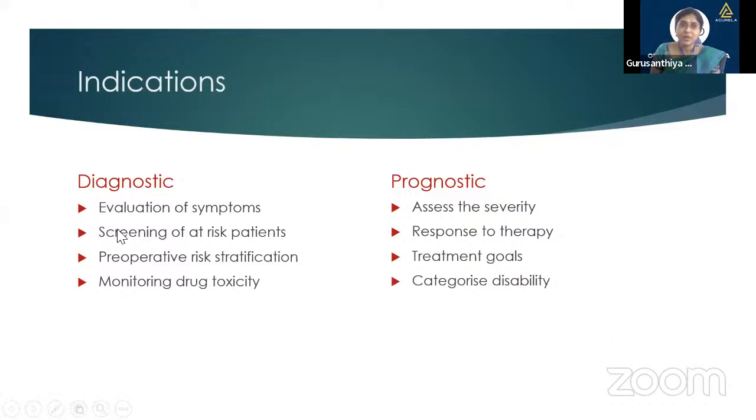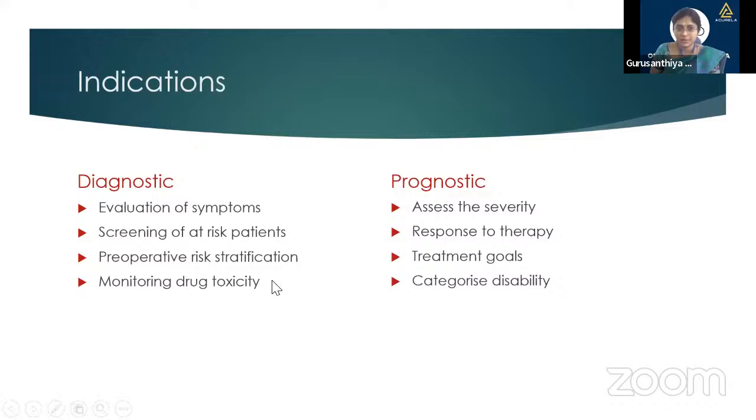In diagnostic, we are mainly using it to evaluate symptoms, especially cough or dyspnea, when the patient has chronic dyspnea, to evaluate if the patient has any COPD. And screening of at-risk patients, smokers, or those who work in a cotton mill or are exposed to asbestos, to rule out asbestosis, sarcoidosis. And preoperative risk stratification, as in patients undergoing major abdominal surgery or cardiac surgery and thoracic surgery.